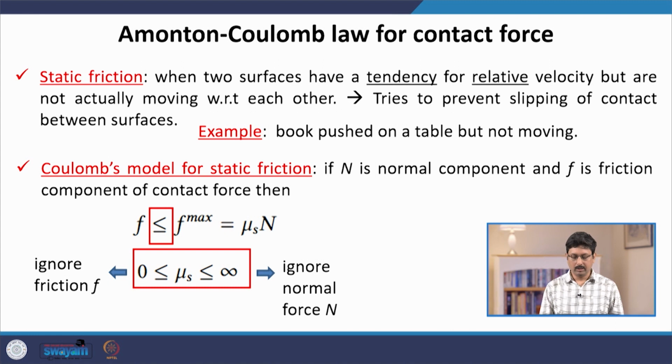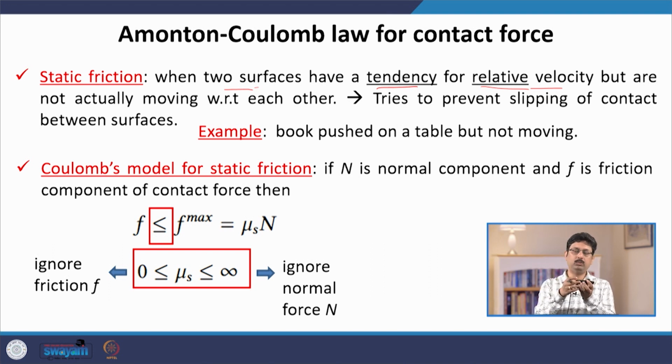Static friction. When two surfaces have a tendency, but not the actual relative velocity, for relative velocity, and the word is crucial, the velocity must be measured with respect to each other. So, it may happen that the table and the book both are moving, let us say they are in a moving train.